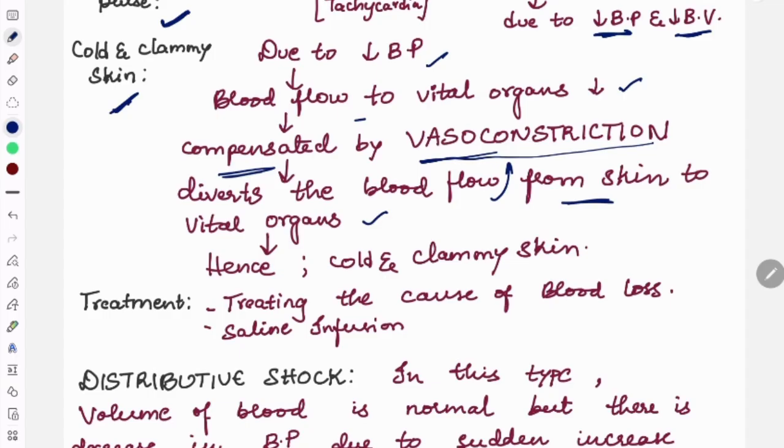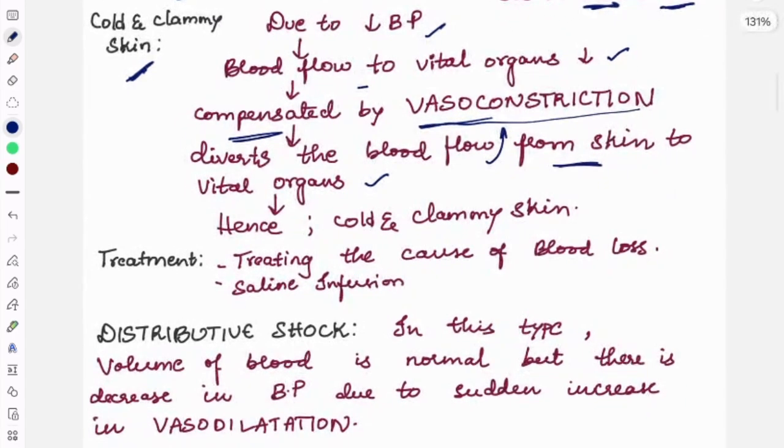Now, we are discussing the reason for cold and clammy skin. Once the blood is diverted from the skin to the vital organs, the skin becomes cold and clammy. That is the reason why the skin of the person becomes cold. That is the reason behind this. I hope this is clear.